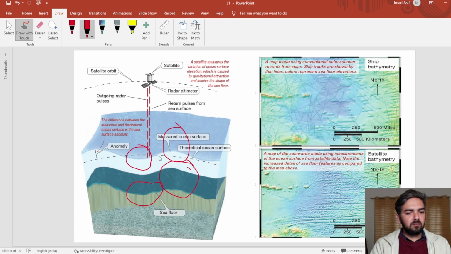So this is the methodology that it uses, and you can see the contrast in the detailing of the ocean floor map using two different ways. This is using ships, I mean the techniques that we talked about earlier, the side scan sonar and everything, and this is how a satellite maps it. So you can see the detailing is much better.